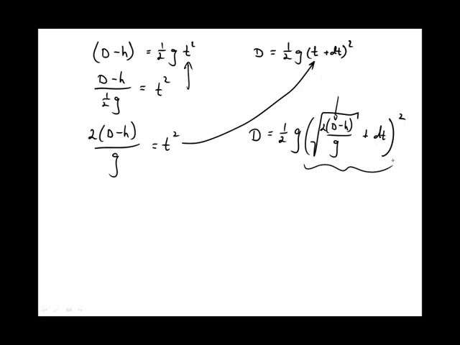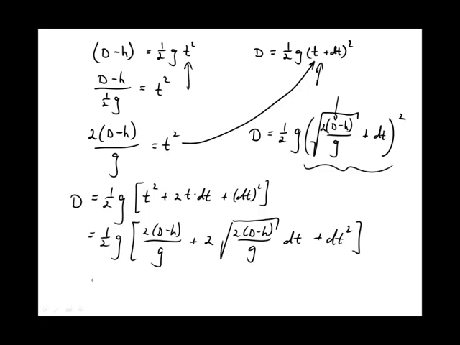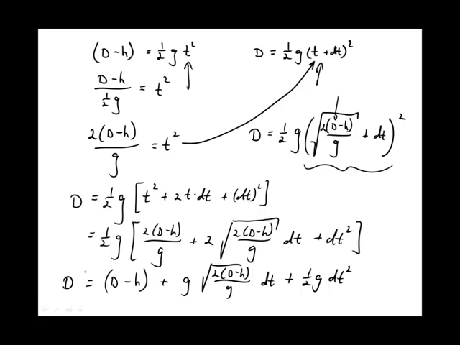So I'm going to go ahead and square this. And so I'm going to get D equals 1/2 g. Let me go to this form for starters. It's going to be t squared plus 2 t dt plus dt squared. So this is equal to 1/2 g t squared, but t squared is 2(D minus h) all over g, plus 2 t, which is the radical of 2(D minus h) over g, times dt, square root terminates there, plus dt squared. So when I factor in the 1/2 g, the 1/2 g for the first one is going to be D minus h, plus g radical 2(D minus h) over g times dt, plus 1/2 g dt squared. Remember, that's all equal to D, so this is really interesting because see what happens here.